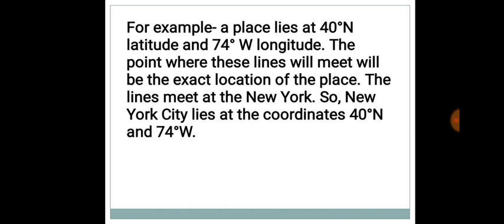So when both the lines, longitude and latitude, meet at a place, that is the exact point of that place. So 40-degree north and 74-degree west shows that it is the place of New York. New York City comes at that 40-degree north and 74-degree west. So that is the exact point of New York City.